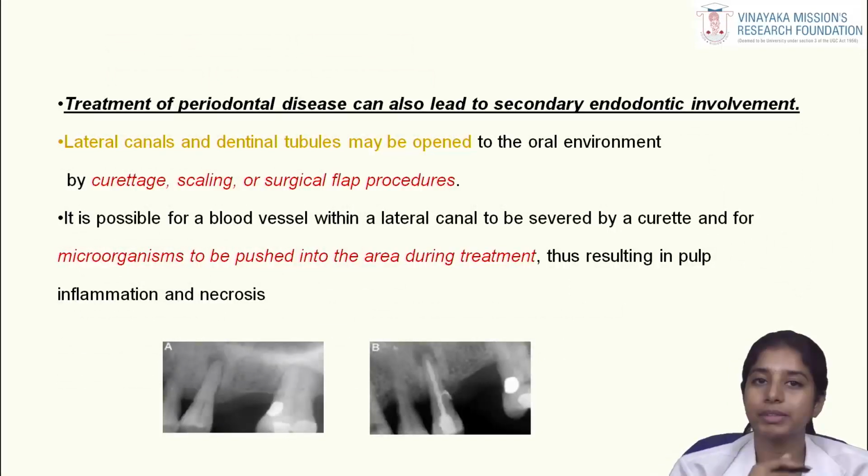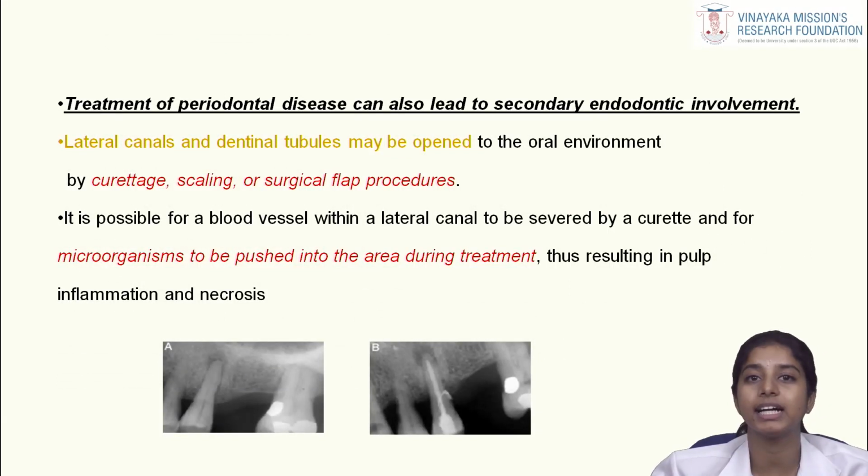Then sometimes the treatment of periodontal disease can also lead to secondary endodontic involvement, where the lateral canals and dentinal tubules may be opened to the oral environment by curettage, scaling or surgical flap procedures. It is also possible for a blood vessel within a lateral canal to be severed by a curette, and microorganisms can be pushed into the area during the treatment, resulting in pulp inflammation and necrosis.